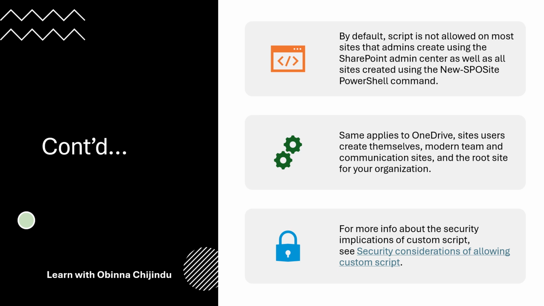So it says here that by default, users have access to OneDrive. It can apply to OneDrive. It can apply to sites users create themselves. We have two types of templates that users can immediately create: the team site or the communication site templates. And then we have the root site of your organization, which is automatically created when you purchase a Microsoft 365 subscription.